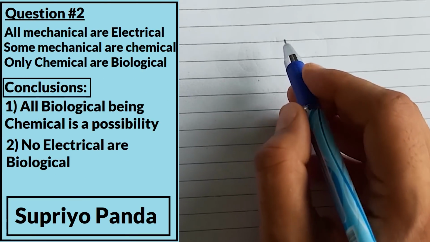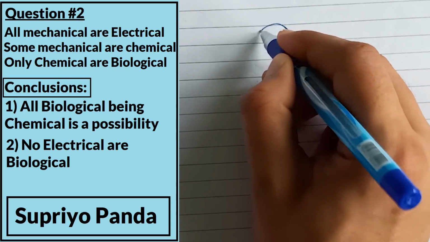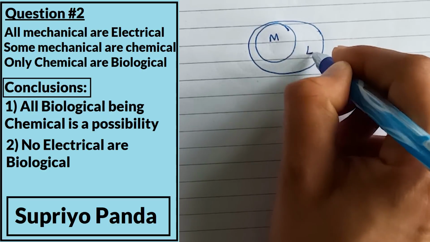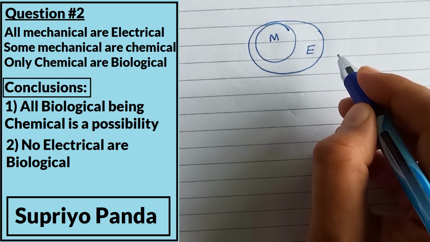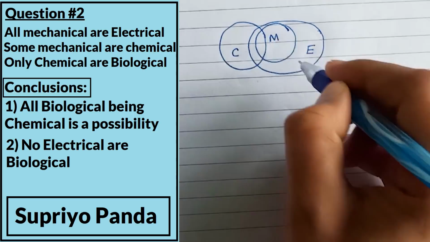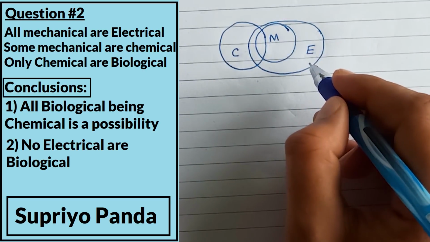Let's move to question number 2 now. All mechanical are electrical. Fine. So this is how I can represent it. Some mechanical are chemical. Okay, so we can represent it like this. Then, only chemical are biological.